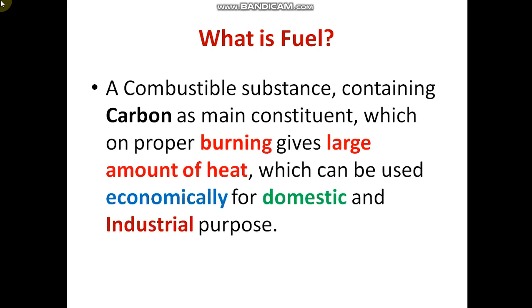A fuel is nothing but a substance which contains carbon as the main constituent and which on proper burning gives a large amount of heat. Now that heat can be used economically for domestic and industrial purposes. So a fuel is a combustible substance which contains carbon as the main constituent. In all these examples, like wood, charcoal, coke, kerosene, petrol and LPG, we can see carbon is the main constituent.